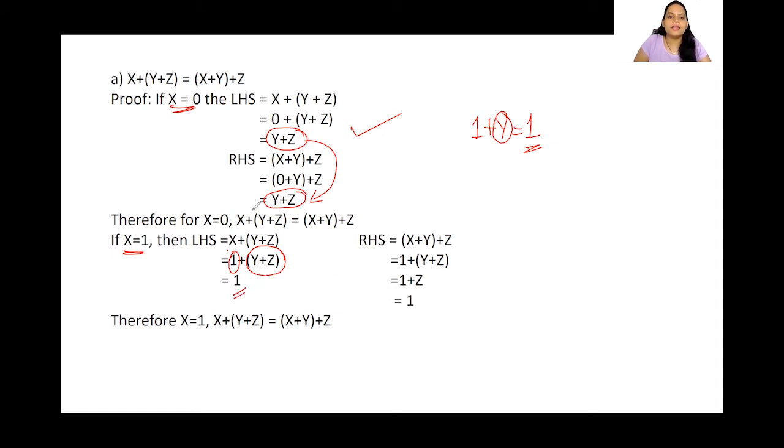Clear? Next, we will take the right hand side, which is x plus y plus z. Now, I am substituting 1 here. So what is happening? I'm left with 1 plus y plus z. So this will be 1. You can look at it in this way also. 1 plus y, you will always get 1, isn't it? Using this rule, and plus z, again we will apply the same rule and we will get 1.